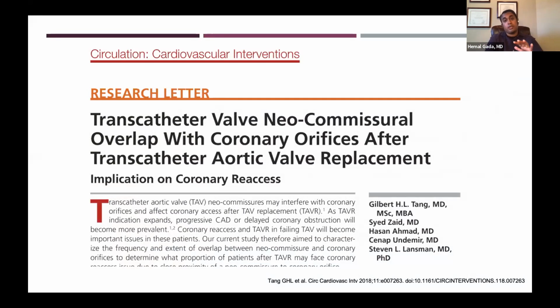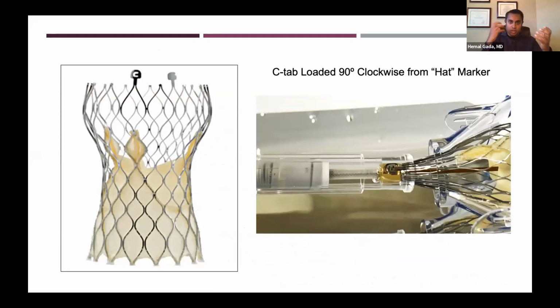Well, it turns out that we can actually manipulate the platform prior to putting it in. That makes the coronary ostia a little bit easier to engage. A lot of that is understanding how the valve is loaded and then what type of manipulations we have to make on the table to make sure that one of these commissures or stent posts is not directly in front of the ostia of one of the coronary arteries.